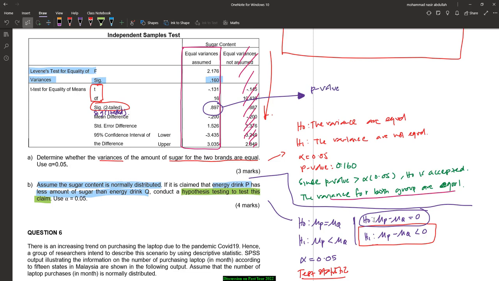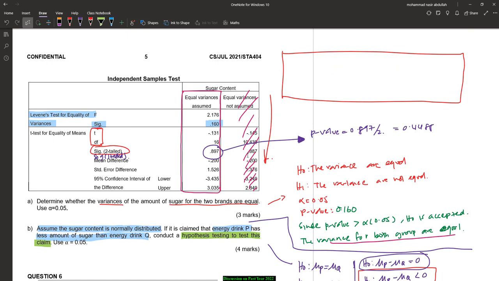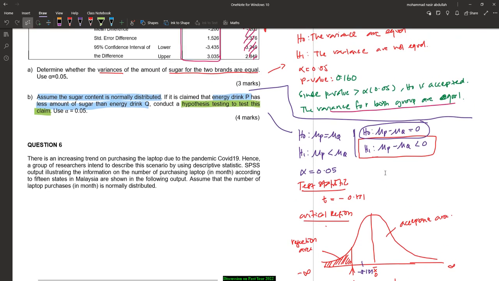So the P value for this method is 0.897 divided by 2. You need to divide by 2 to get one tail. So 0.897 divided by 2 should be 0.4485. It is still more than 0.05, so we are going to accept the null hypothesis. It's the same procedure. You can choose either one. Both get 4 marks, whether you use the P value or this one.